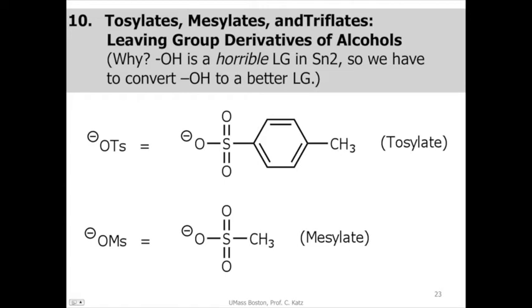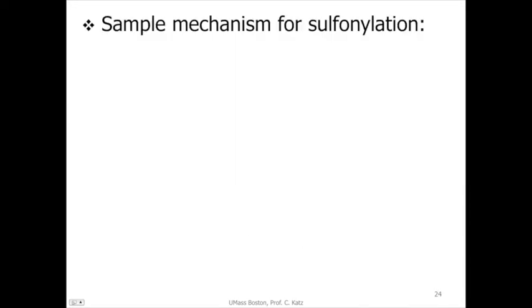So this resonance here, well, let me just see if I can get on to do some pen work here. Have some lone pairs. Lone pairs here, there, and there. And you can dump those lone pairs into there, and so forth and so on, and have all kinds of nifty resonance to make this a great leaving group. Okay? So, sample mechanism for sulfonylation.